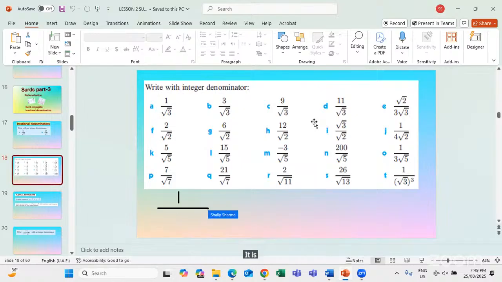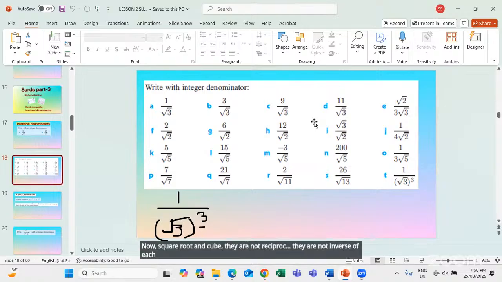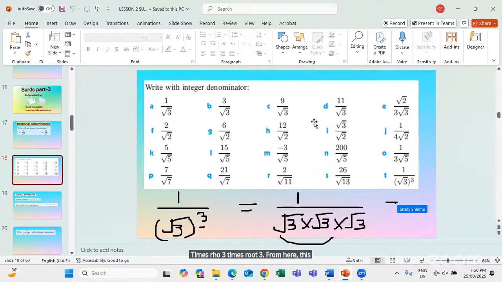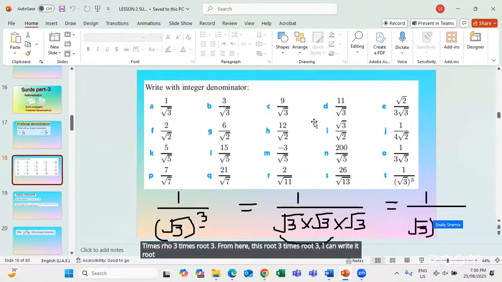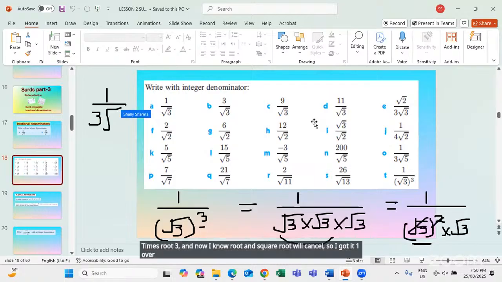It is 1 over root 3 to the power of 3. Now here root 3 is the square root of 3 and this is 3. Why is it square root? Because if nothing is written here, it is a square root. Now square root and cube are not reciprocal, they are not inverse of each other, so I cannot cancel them. So I will write it as 1 over root 3 times root 3 times root 3. From here, root 3 times root 3 I can write as root 3 squared times root 3. And now I know root and square will cancel. So I got 1 over 3 root 3.